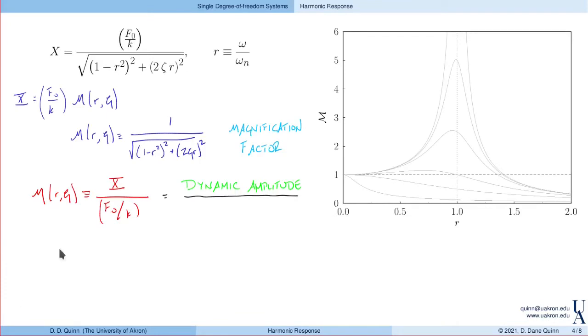Well, that's what I have here. So really, we can interpret this quantity as the static displacement to a force of identical amplitude, right? But a static force in this case. So we'll call this the static amplitude.